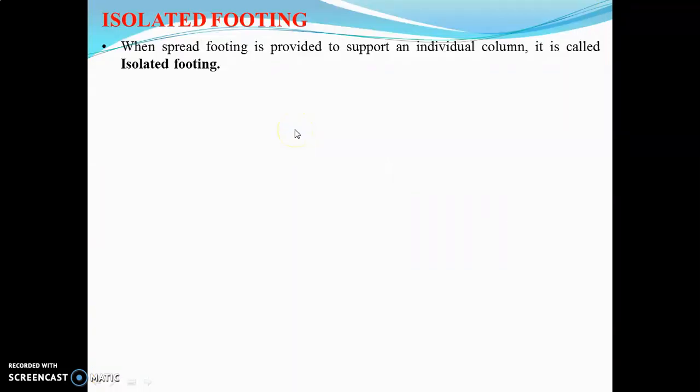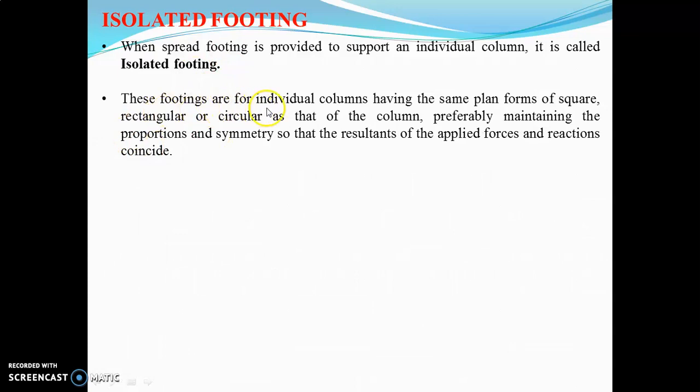Next, let us discuss isolated footing. When spread footing is provided to support an individual column, it is called isolated footing. Understood? Spread footing provided to support an individual column is called isolated footing. These footings are for individual columns having the same plan form of square, rectangular or circular as that of the column, preferably maintaining the proportions and symmetry so that the resultants of the applied forces and reactions coincide.